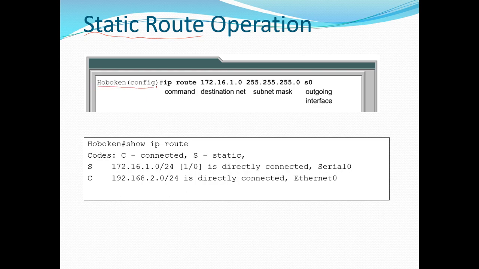So here is how we configure the static routing. If you open your Cisco Packet Tracer, which I think we will do in just a few minutes, you will have ip route 172.16.1.0, then 255.255.255.0, then S0. You can see that ip route is the command. 172.16.1.0 is our destination network. You can see that we have a zero there, so it stands for the network.